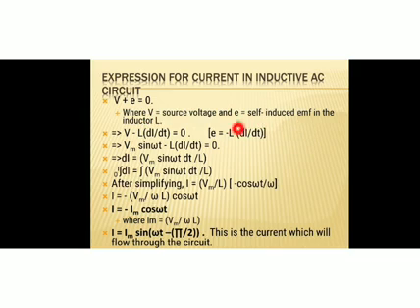In the previous chapter, electromagnetic induction, you studied the expression for self-induced EMF. What is that? Self-induced EMF E is equal to minus L into di by dt. Substitute that expression in this equation, so you will get V minus L into di by dt equal to 0. For V, substitute its expression: Vm sin omega t minus L into di by dt equal to 0.